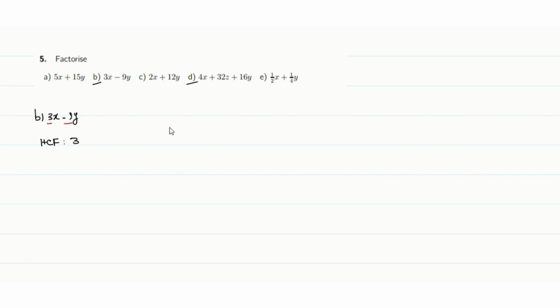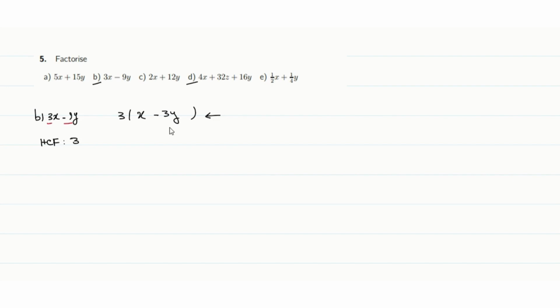After we found the HCF, which is 3, we can factor out 3 from this expression, and we write it outside of the bracket. What you should write inside the bracket is each of these terms divided by 3. So what is 3x divided by 3? It would be equal to x. And what is minus 9y divided by 3? It would be equal to minus 3y. So that would be your factorization.